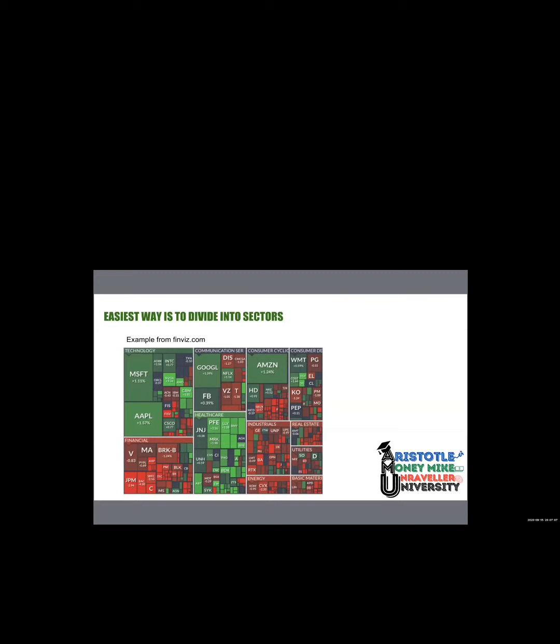If you go to finviz.com, and you wanted to create a portfolio, on their site you will see a chart like this. You'll be able to see every day what companies are doing, basically. So that's one tool you can use.